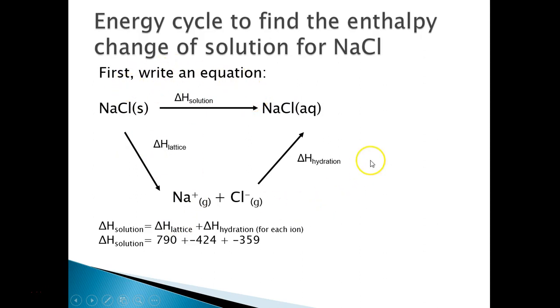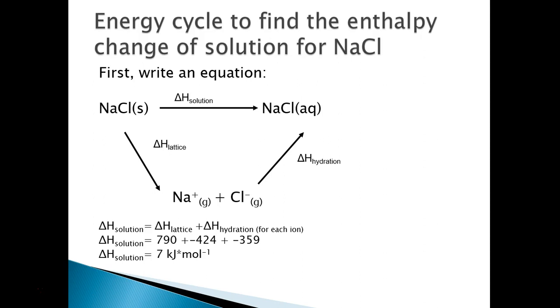So these energy cycles are really versatile. You can use them to find any quantity you want. Just start at your starting point and go to your ending point. If you go against the arrow, subtract. If you go with the arrow, add. Okay, and the final answer you get here is 7 kilojoules per mole.